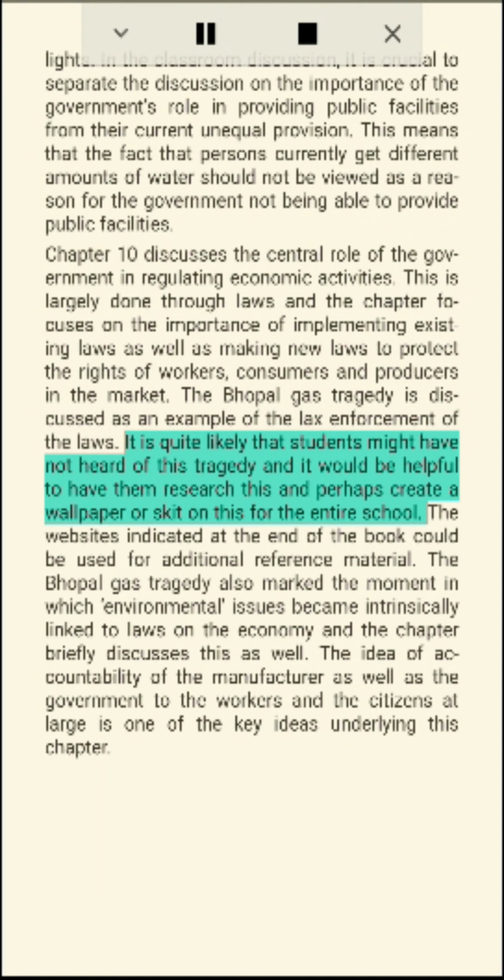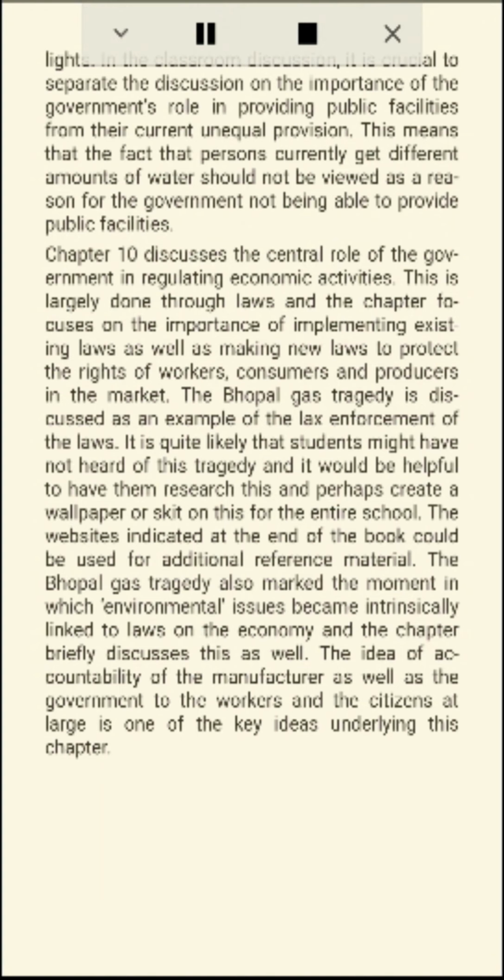It is quite likely that students might not have heard of this tragedy, and it would be helpful to have them research this and perhaps create a wallpaper or skit on this for the entire school. The websites indicated at the end of the book could be used for additional reference material. The Bhopal gas tragedy also marked the moment in which environmental issues became intrinsically linked to laws on the economy, and the chapter briefly discusses this as well.